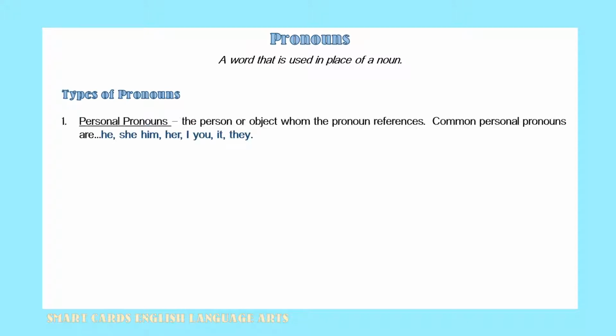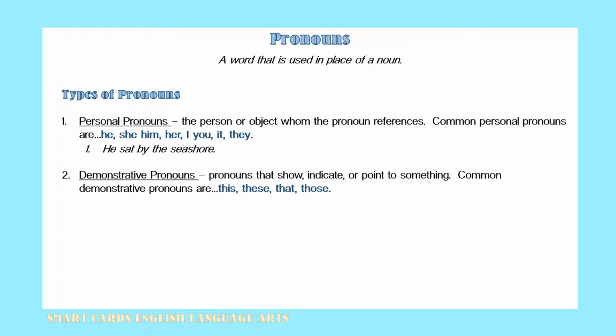Let's talk about pronouns. A pronoun is a word that is used in place of a noun. We have about 4 different types of pronouns. We have personal pronouns, which are persons or objects to whom the pronoun refers. For instance, he sat by the seashore. In this example, the word he is a personal pronoun.